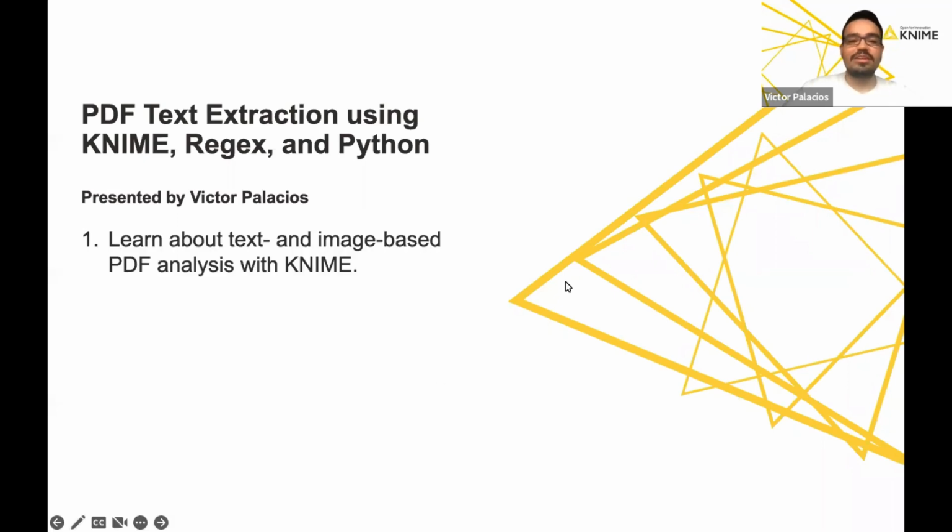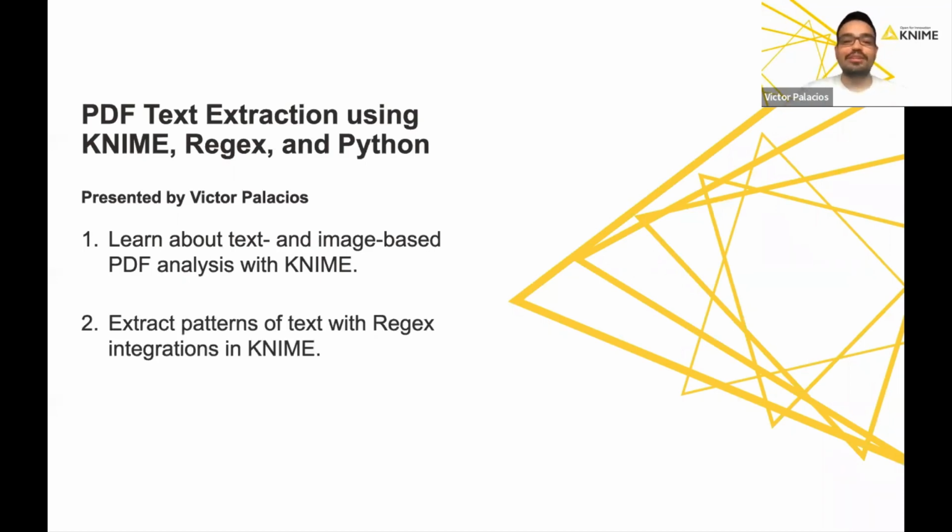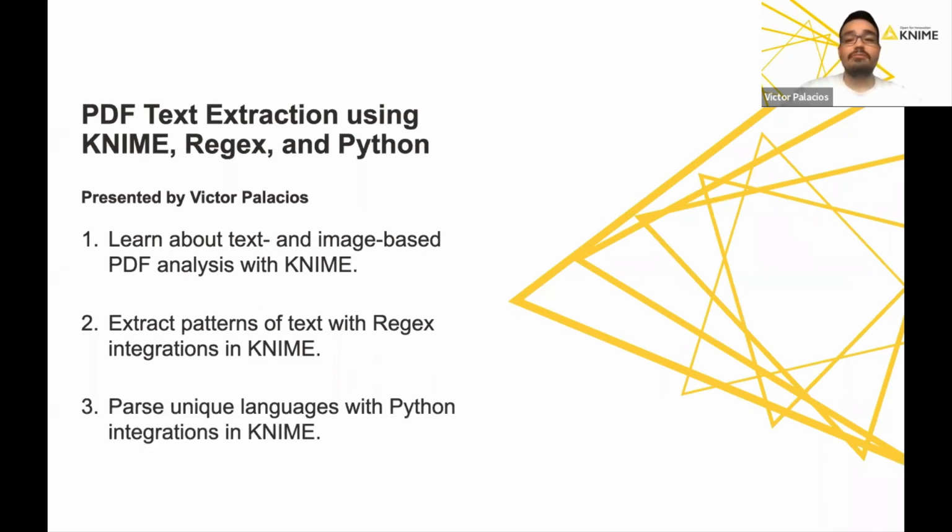To be more specific, we will learn about text and image-based PDF analysis because each type of PDF requires a different method in order to extract the information from it. We'll also learn a little bit about patterns and how we extract patterns using regex. And finally, we'll parse a unique language. In this case, we'll parse Japanese, but you can use the script that I will share with you to parse other languages as well with a Python integration.